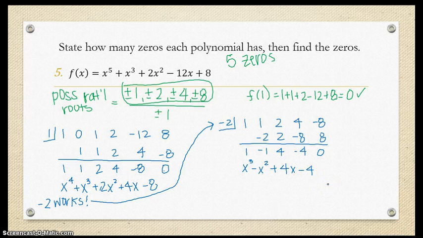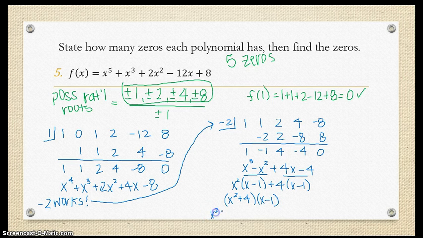I'm still trying to break this down, but now that it's a cubic, I can factor this by grouping. So I look in my first two terms, I can bring out an x squared. I'm left with x minus 1. Second two terms, I can bring out a 4. I'm left with x minus 1, which means x squared plus 4 and x minus 1 are my factors. Setting each of those equal to 0, here I'm going to get plus or minus 2i. Over here, x minus 1 equals 0 is going to give me x equals 1.